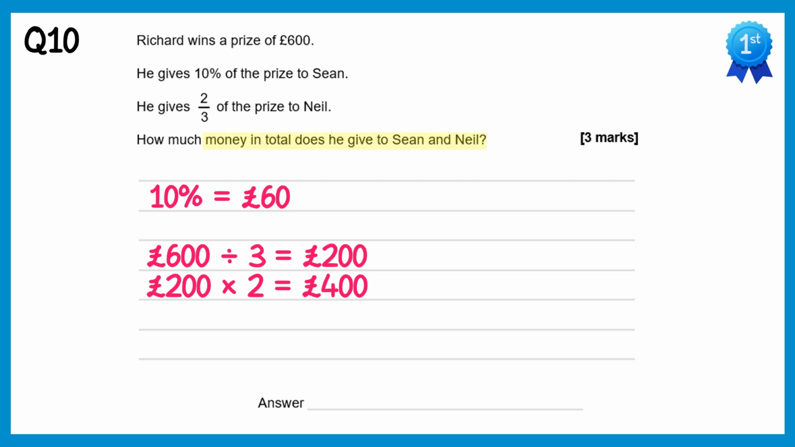We need to find out the total amount of money given to Sean and Neil, so we just add those together. 400 plus 60 is £460.